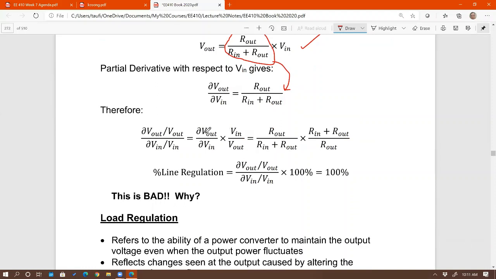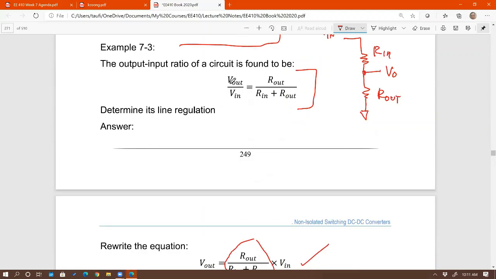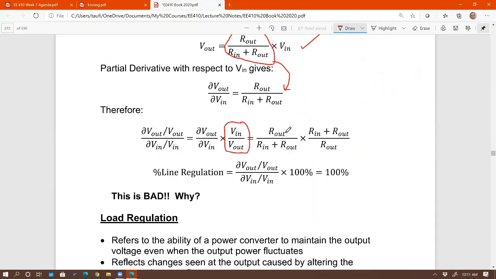The equation is asking for partial derivative of V out with respect to V in, and then times V in over V out. Do we know this ratio? Yes, we do, right? If you go to the previous page, that's V out over V in. So how do I get V in over V out? That's just the inverse of that, right? So that's what I did right here. V in over V out is just the inverse of what's given. So guess what happens here? When you have a voltage divider, once you calculate percent line regulation, the result would be 100%.